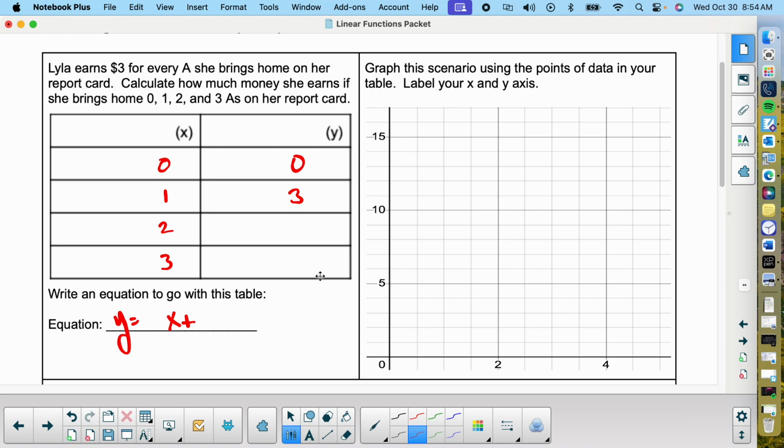30 is, that's Tegan. Tegan, what should we put next to the 2 then? 6. Perfect. How about next to the 3? Wait, how'd you figure out the 6? I added 3. Oh, so then add 3 again. 9. Yep, perfect.